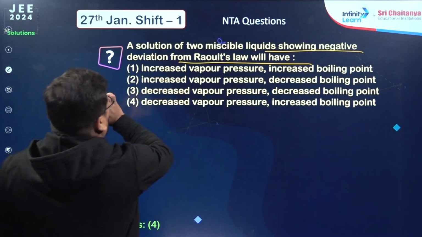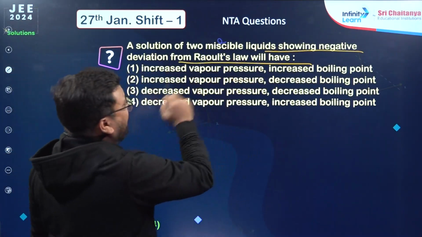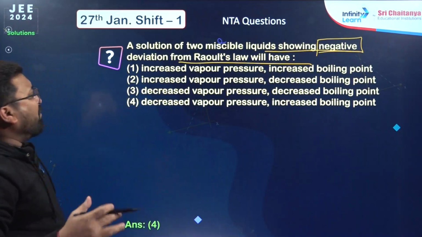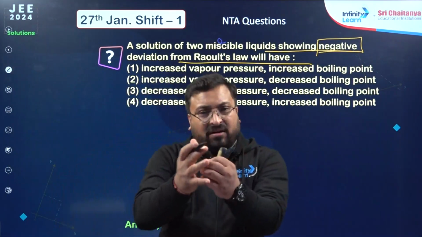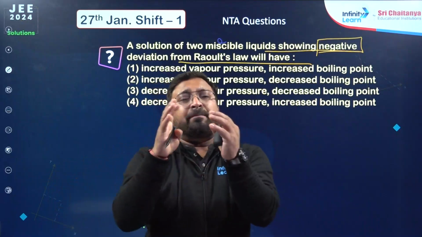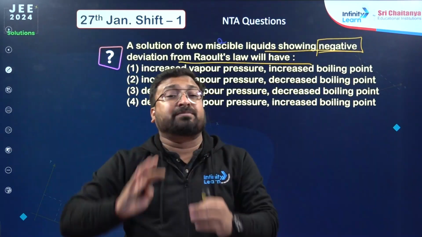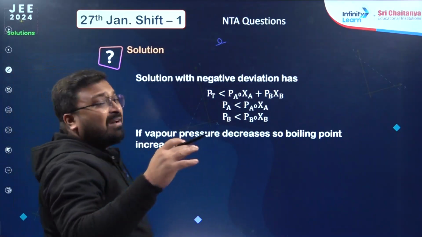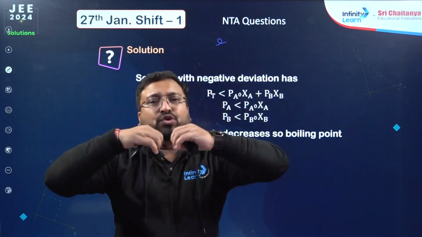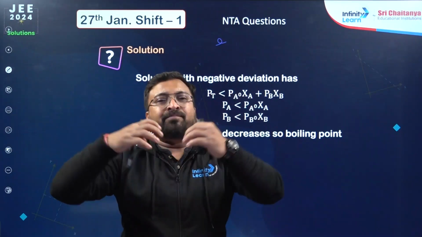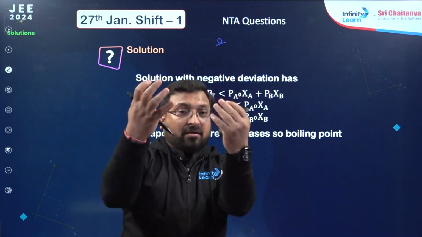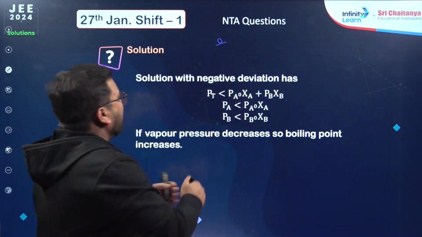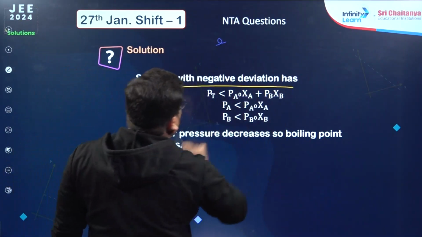So bacha log, this is already explaining that this solution has negative deviation from its neutral behavior. So when will negative deviation happen? Negative deviation means the total pressure will be less than what we were expecting from Raoult's law. When you mix two components and their force of attraction becomes higher than the initial one, then the boiling point will increase and the vapor pressure will decrease. So this is actually the solution with negative deviation.